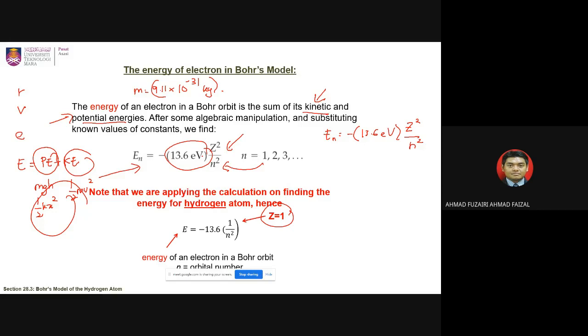kinetic and potential energy. They calculated that earlier, so you need to use that equation in order to calculate the energy. So the energy of an electron in a Bohr orbit, whereby n is the orbital number, is negative 13.6 times 1 over n squared, especially for hydrogen.